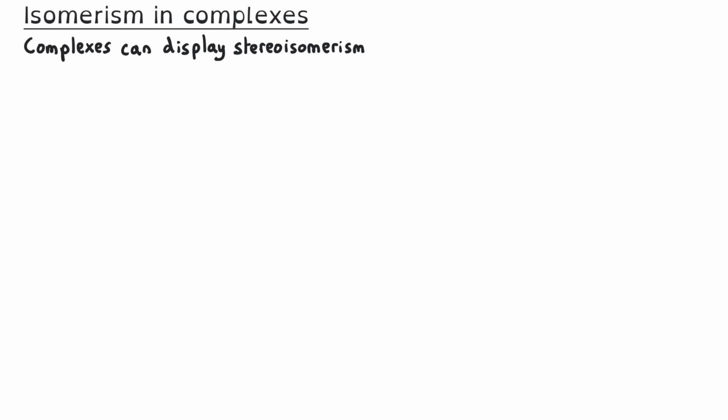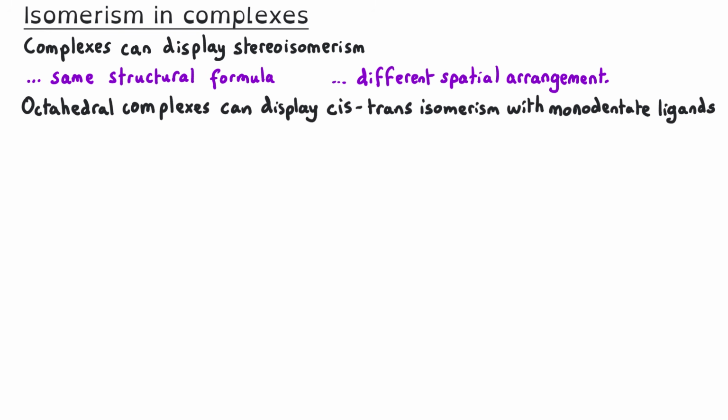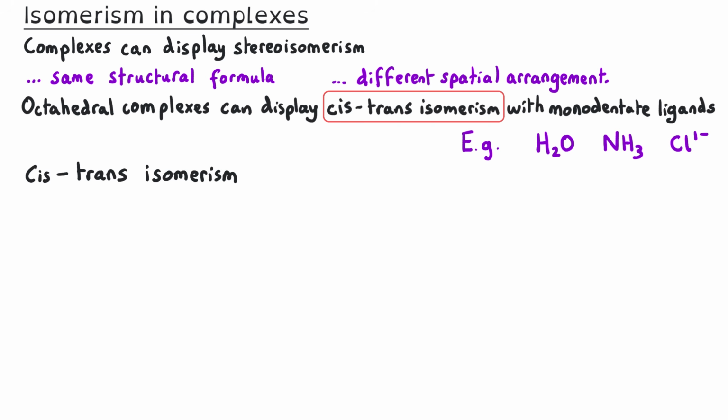Complexes can display stereoisomerism. This is where two things have the same structural formula but a different spatial arrangement. Octahedral complexes can display cis-trans isomerism with monodentate ligands. Remember, examples of that are water, ammonia, and the chloride ion.